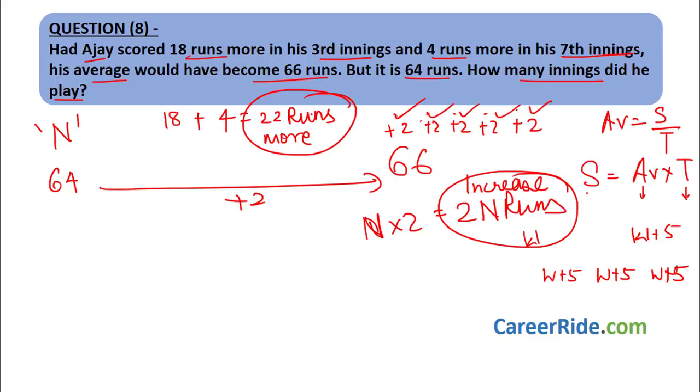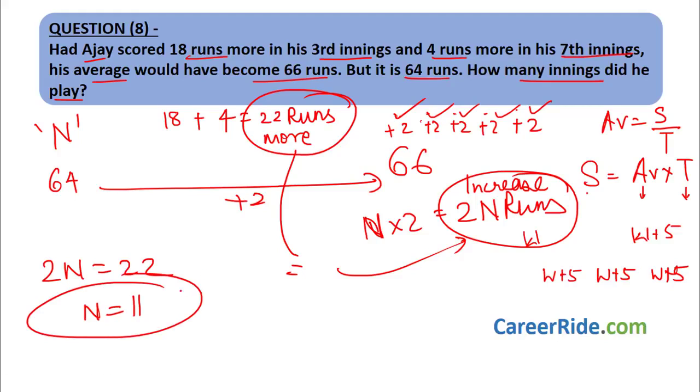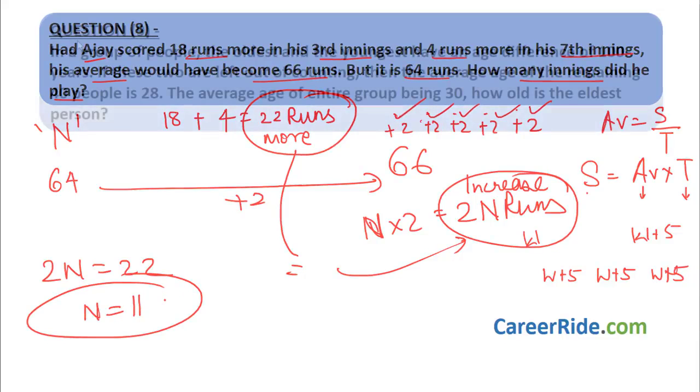But we already know that Ajay scores 22 runs more, then only this becomes possible, that is the average increases by 2. That means these 22 runs is nothing but these 2n runs, both are the increase. So 2n is 22, so n equal to 11. n is nothing but the number of innings, so the answer is 11. How many innings did Ajay play? Ajay played 11 innings. Moving on.